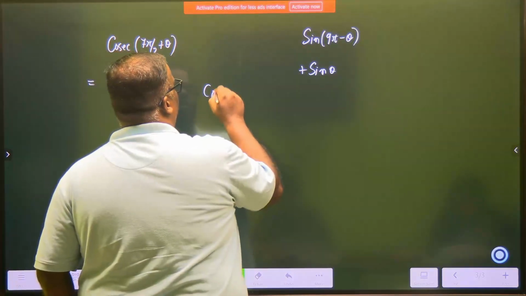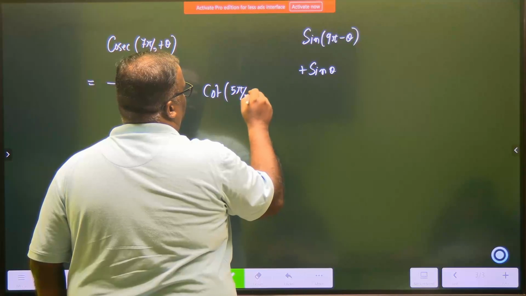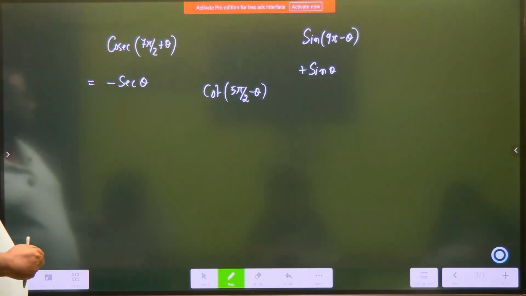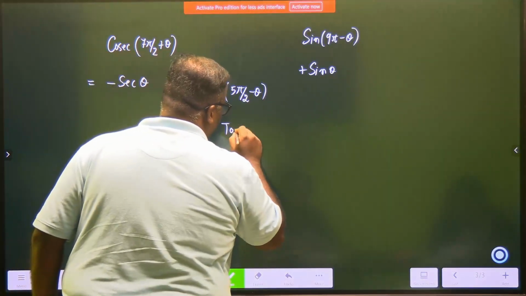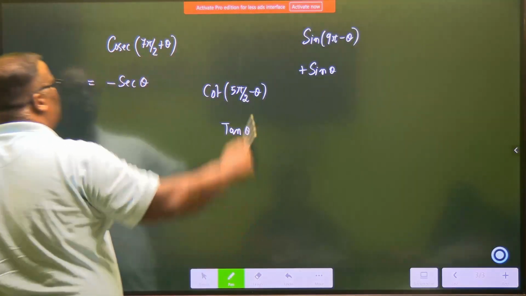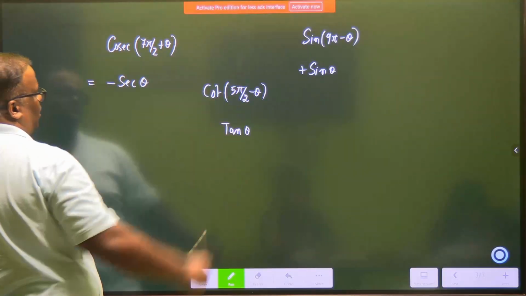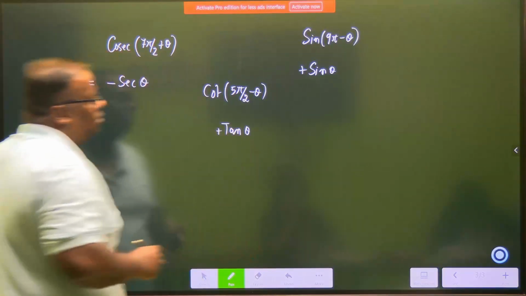Cot 5 pi by 2 minus theta. Pi by 2 means cot will change to tan. 5 pi by 2. 1 pi by 2, 3 pi by 2, 5 pi by 2 minus theta. So first quadrant. In the first quadrant everybody is positive. So it is plus tan theta.